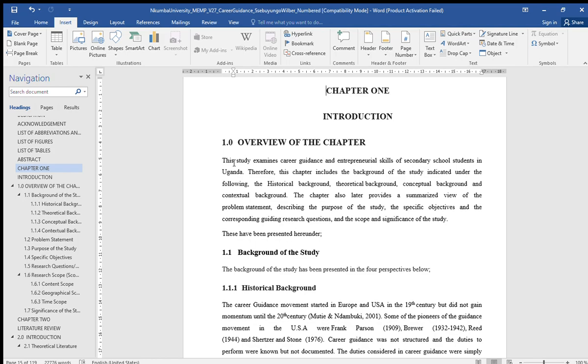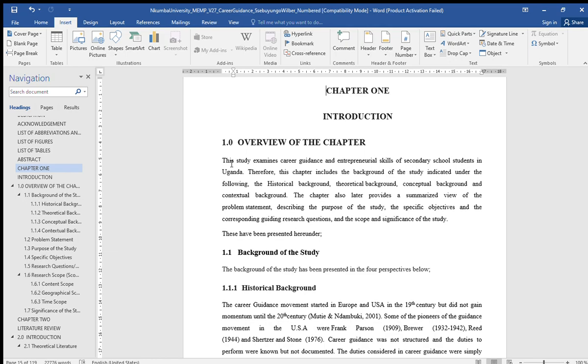We can even put a full stop. The chapter will later display the scope of the study and the significance of the study. You see that we have talked about what is contained in the entire chapter and the overview of the chapter. These have been presented below.